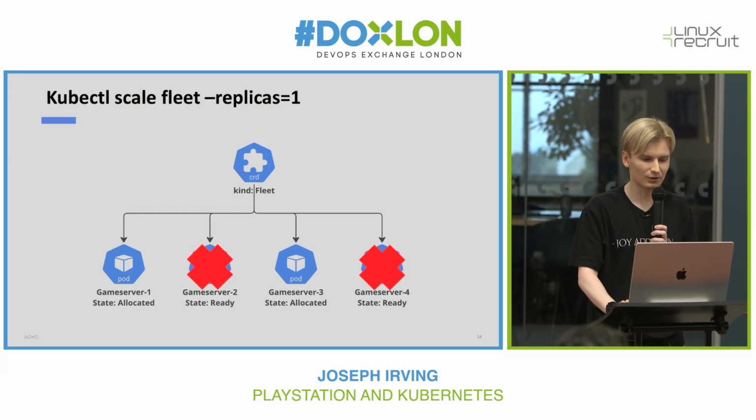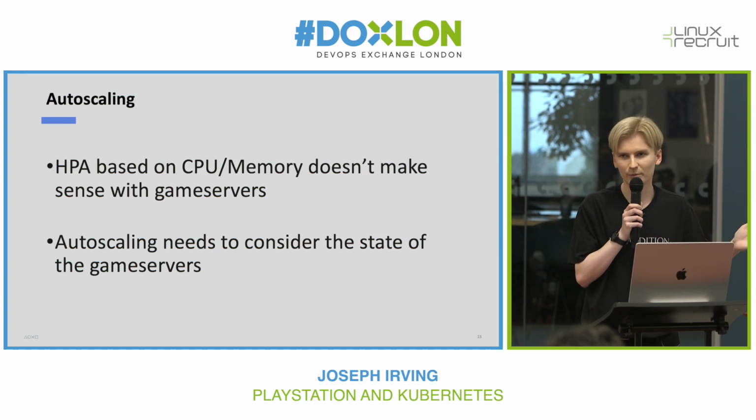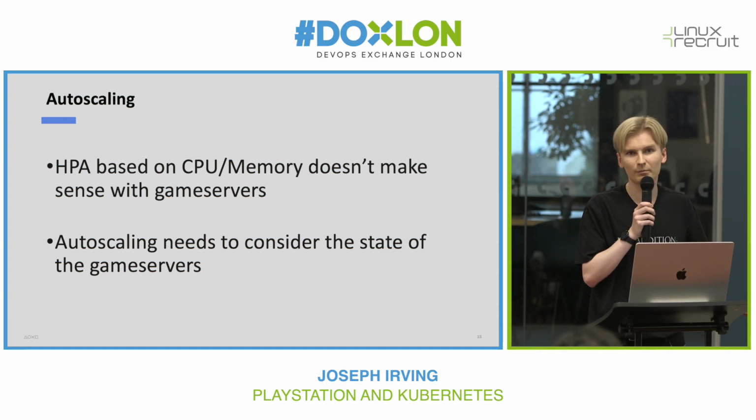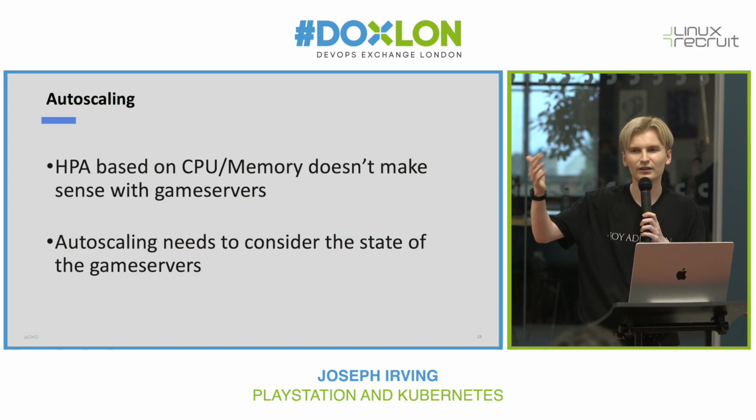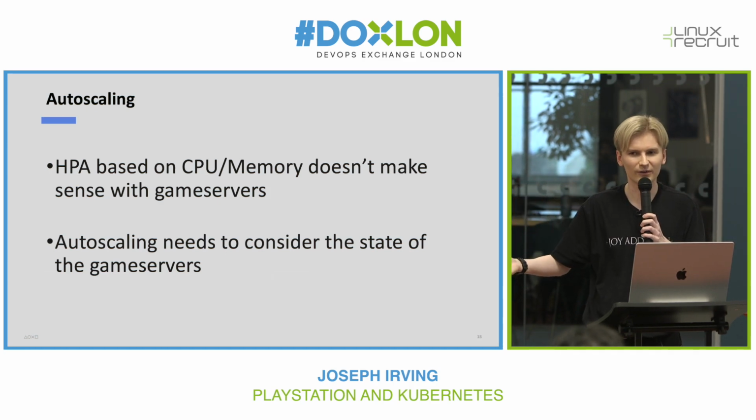So the next problem I talked about was auto-scaling. In a traditional cluster, you might use something like HPA, horizontal pod auto-scaling, to scale your deployment's replica count. This would traditionally, or by default, use either the CPU or memory of the pods, and it can also use custom metrics using Prometheus. But this doesn't make sense when you're talking about game servers. If you've got a game server and it's running at 90% CPU, spinning up another game server will not reduce the load on that game server.